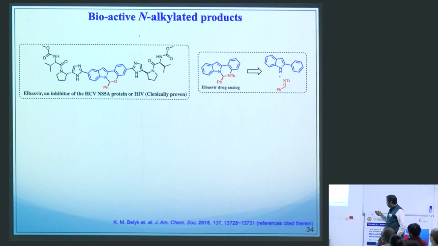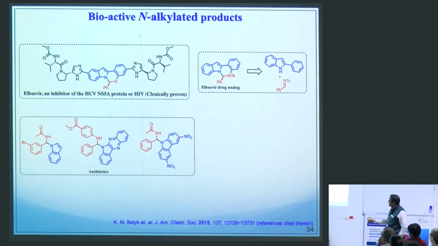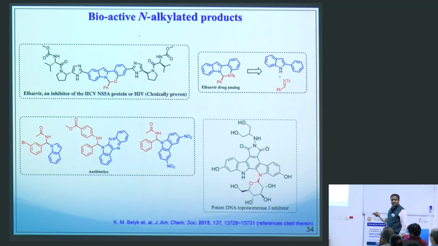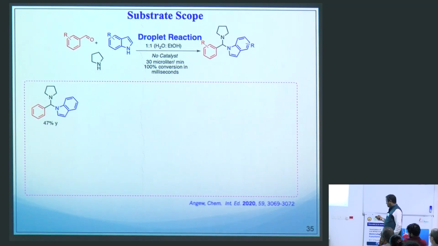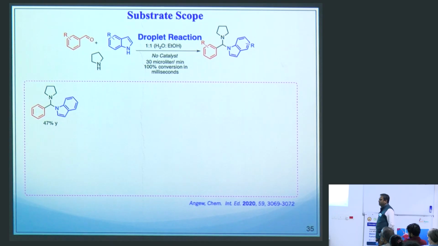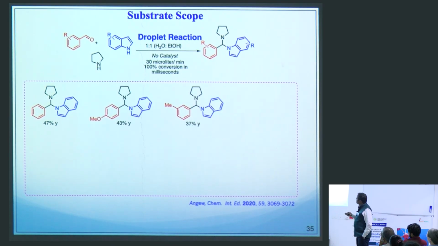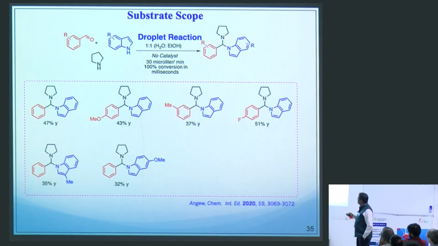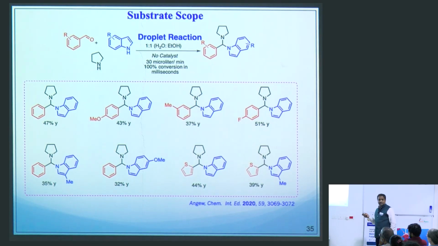Also here, there are antibiotics with both nitrogens in the same molecule. In nature, one can also find this type of molecule, which also has nitrogen near the carbon, a hemiaminal. By using the microdroplet method, we are able to achieve various types of compounds. Here I showed varying the electrophilic partner as well as the nucleophilic partner aryl systems.